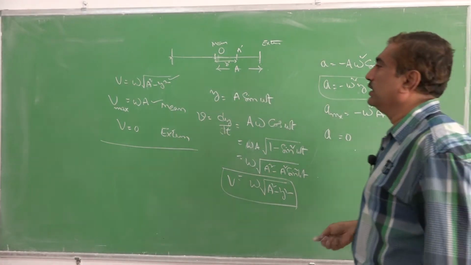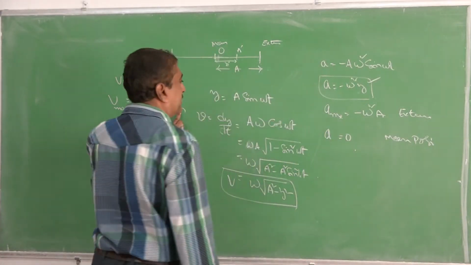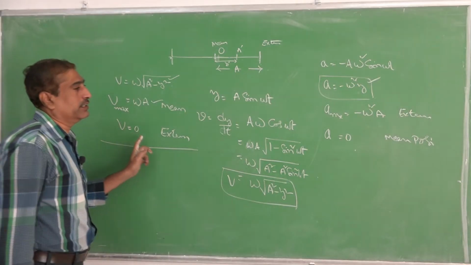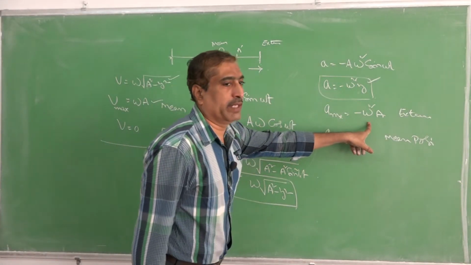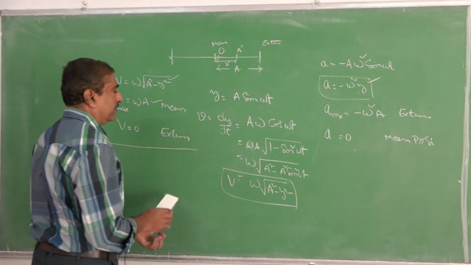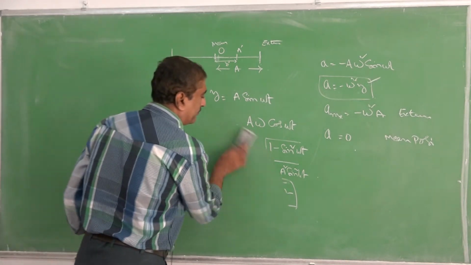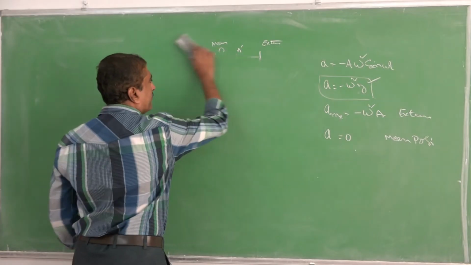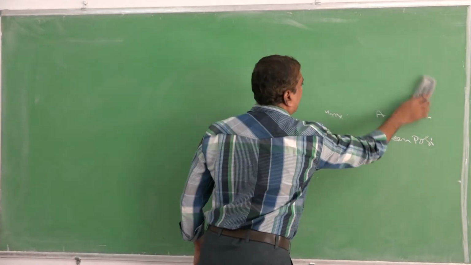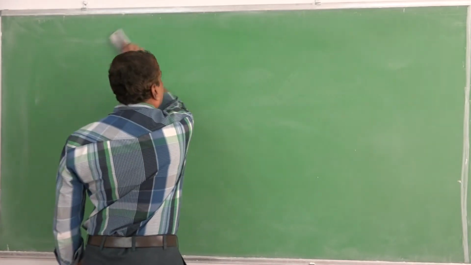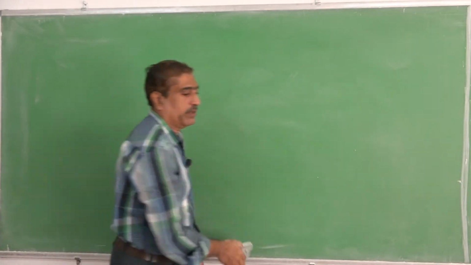Okay, remember this. So, at the mean position velocity is maximum, acceleration is 0. At the extreme position velocity is 0, acceleration is maximum. Now, based on these particular topics, we will solve some problems.